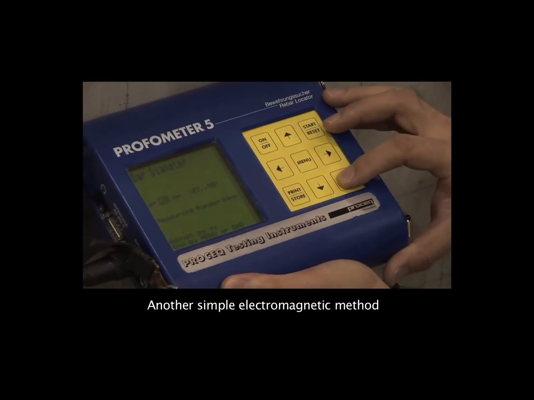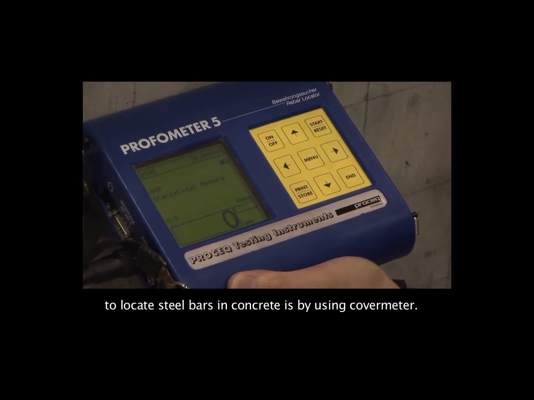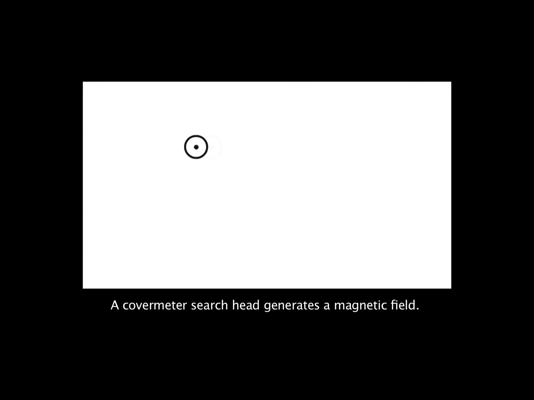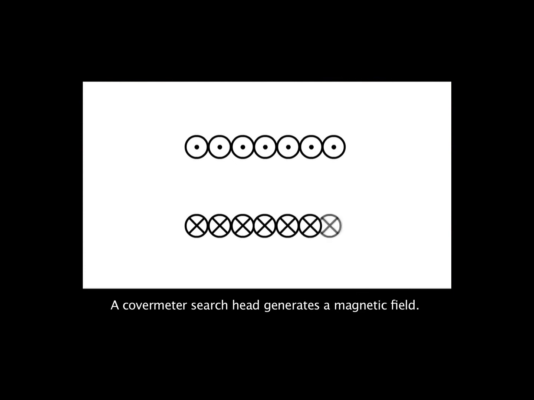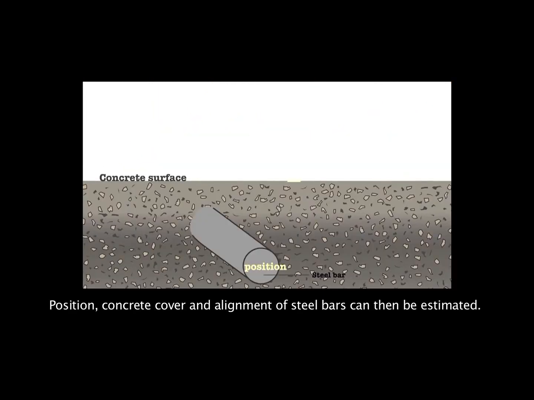Another simple electromagnetic method to locate steel bars in concrete is by using a cover meter. A cover meter search head generates a magnetic field. When a metal lies within this field, eddy currents are produced and induce a strong magnetic field in opposite directions. Position, concrete cover, and alignment of steel bars can then be estimated.